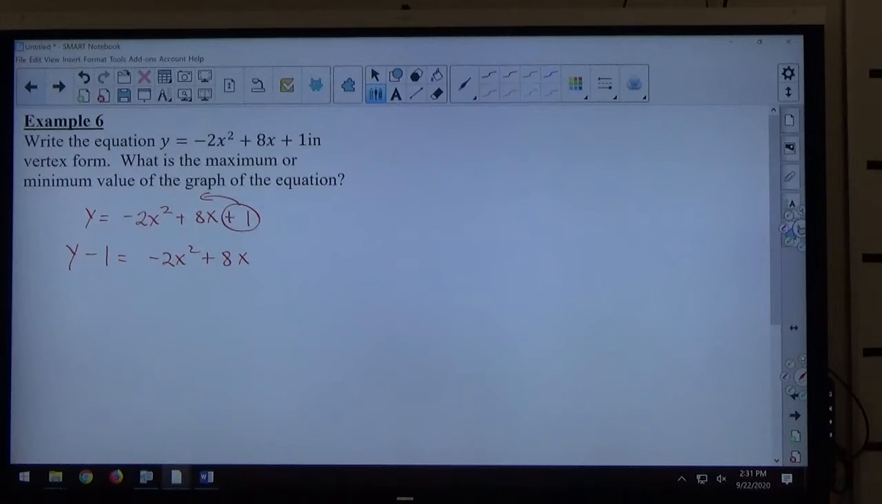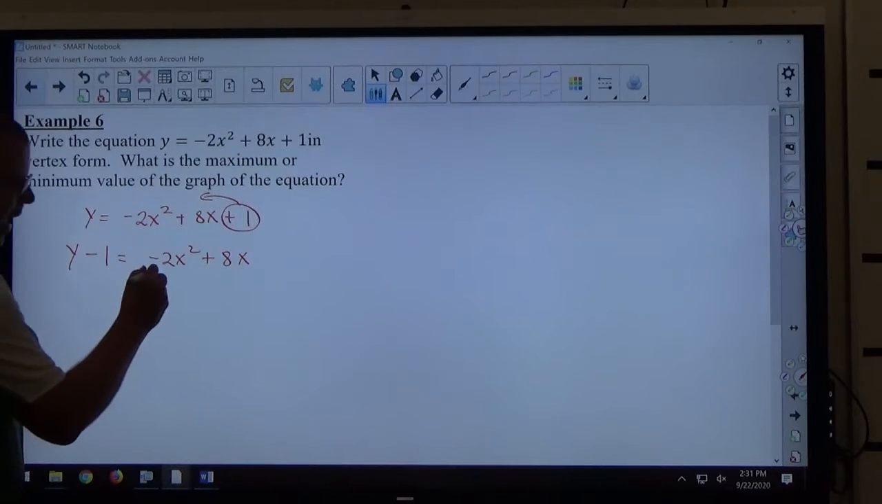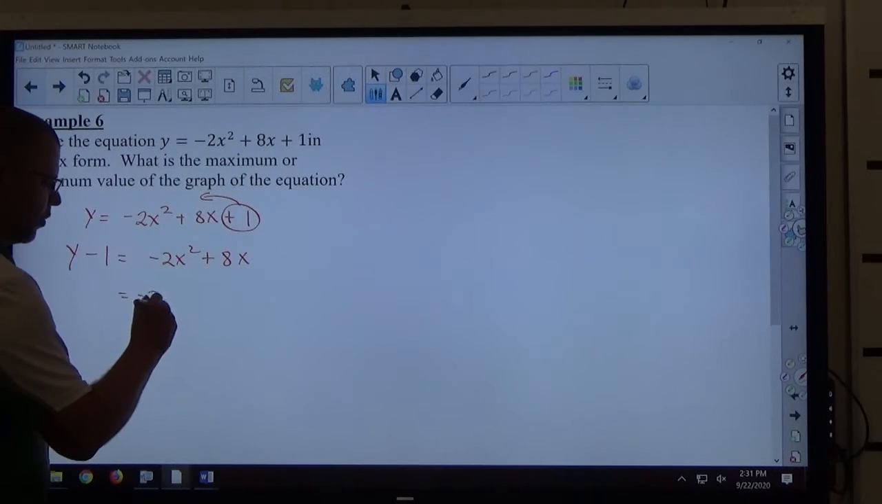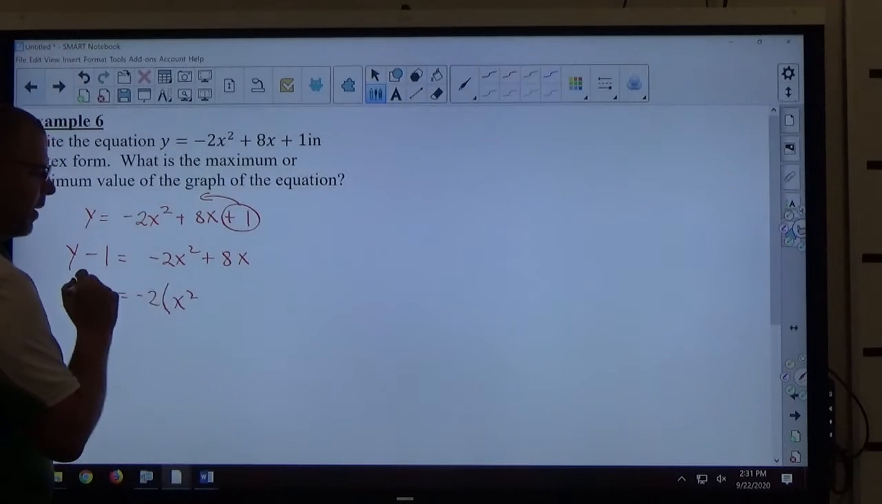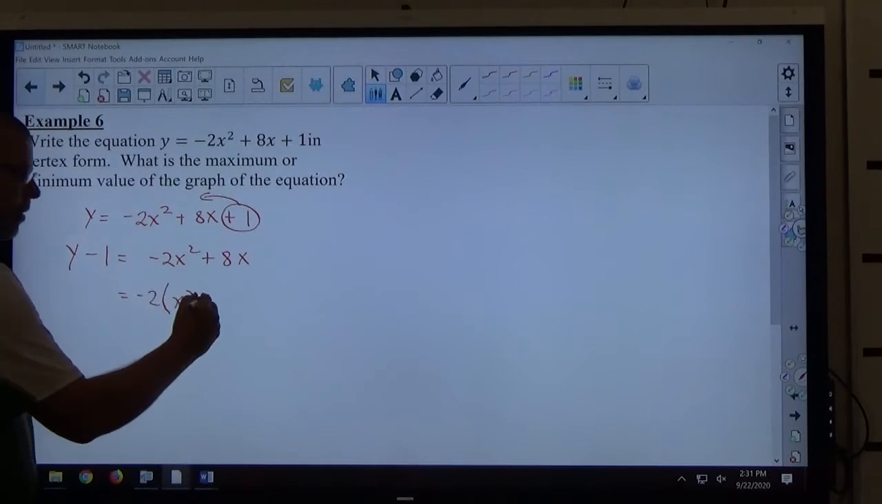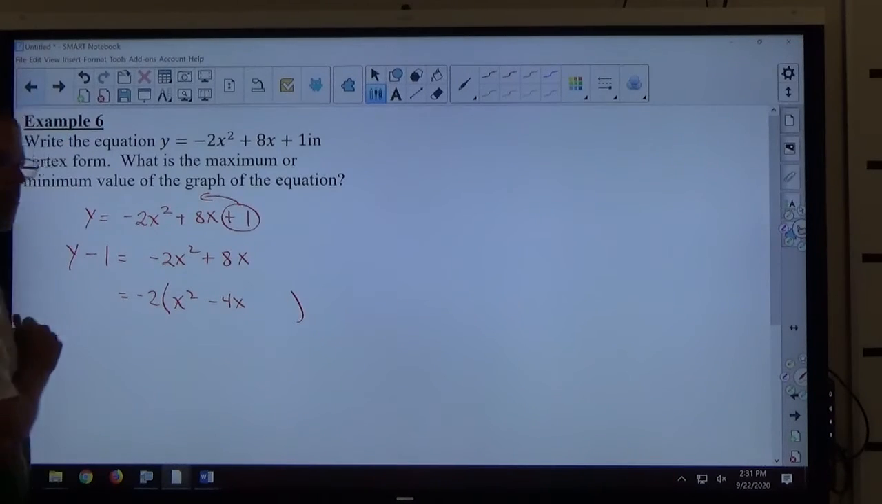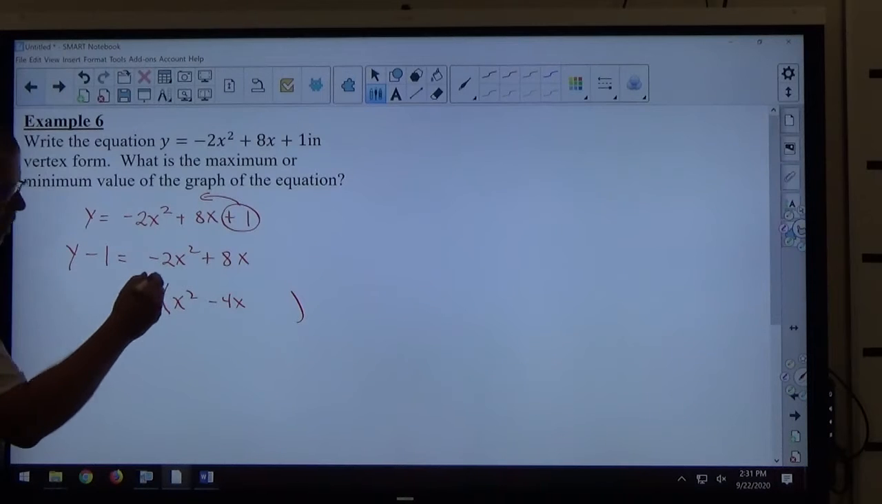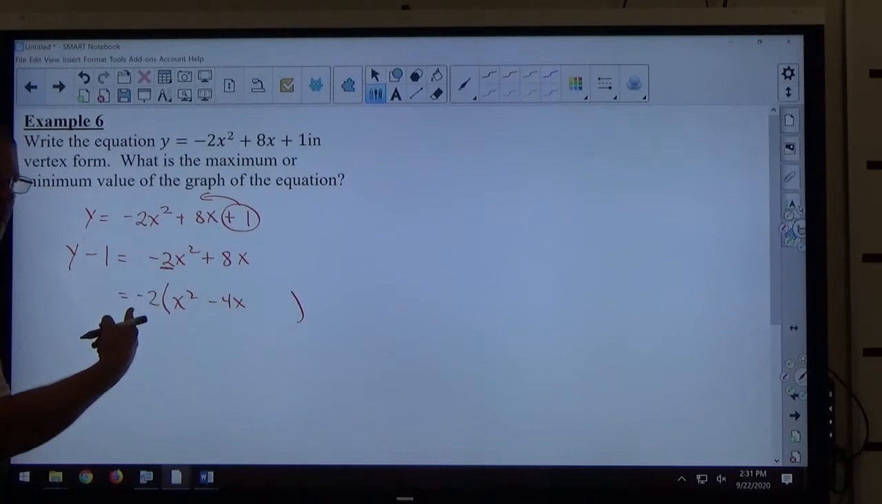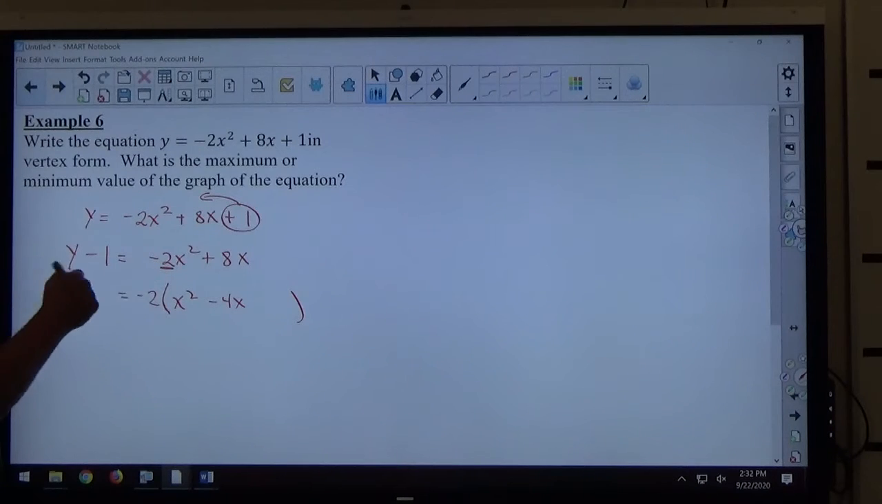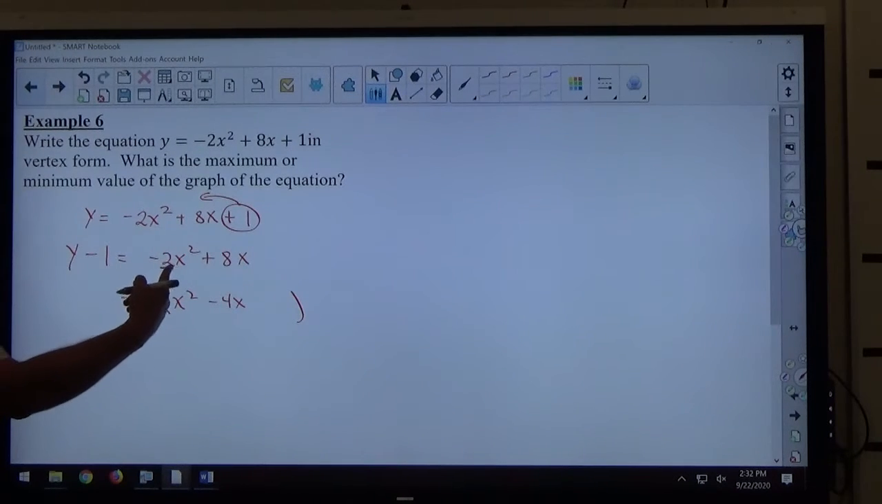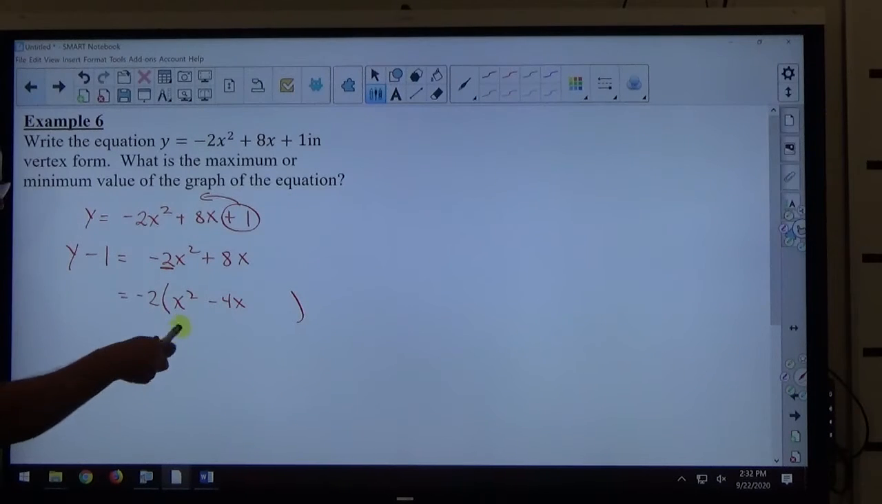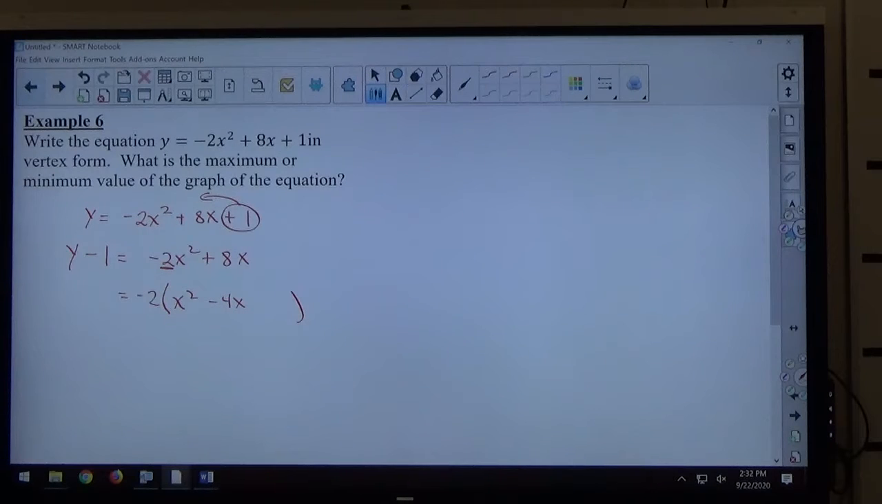Next thing we do is we extract a. We pull whatever a is out. A is negative 2. So negative 2, parentheses, and then I'm going to write x squared. And then 8x divided by negative 2 is negative 4x. Okay? So again, this is what I divided by. That's what I pulled out. I don't care what happens to everything else. I just want to make sure this becomes 1x squared. So negative 2 being pulled out, divide by negative 2, you get positive x squared, exactly what we want. 8x divided by negative 2 makes negative 4x. It just so happens that we got this nice whole number, or integer, out of that too. We still have y minus 1 over here.